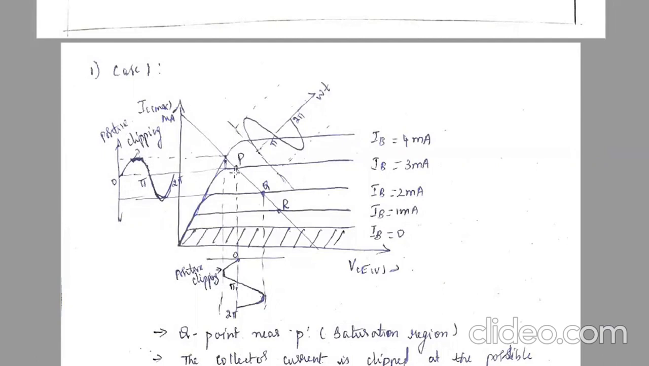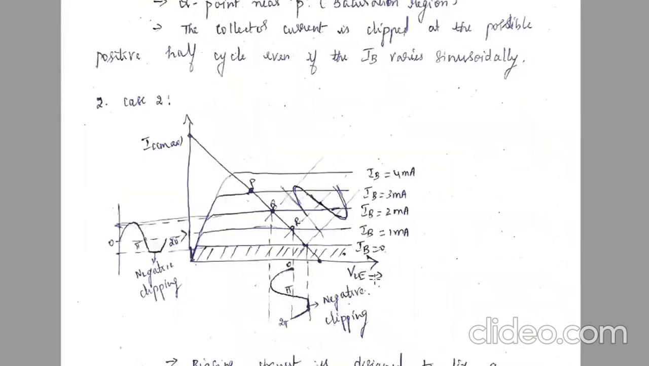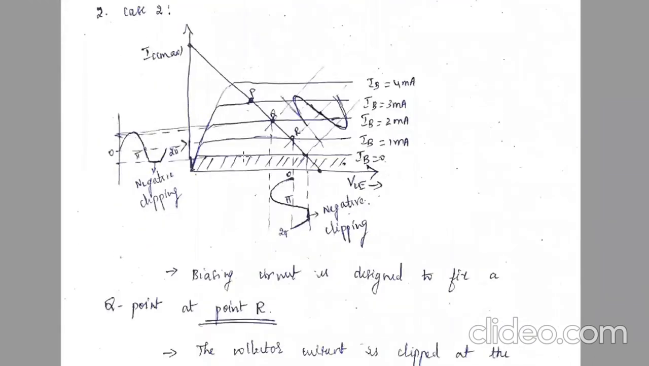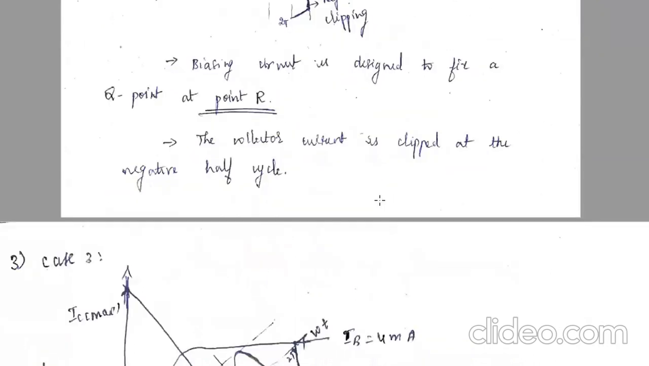Second, case 2. I'm going to design my biasing circuit such that the Q point is chosen at point R. This point R is considered to be very near the cutoff region, as shown in the figure. What will happen is that I get the collector current clipped at the negative part of my signal. This is negative clipping. So this is case 2. Okay, next is case 3.